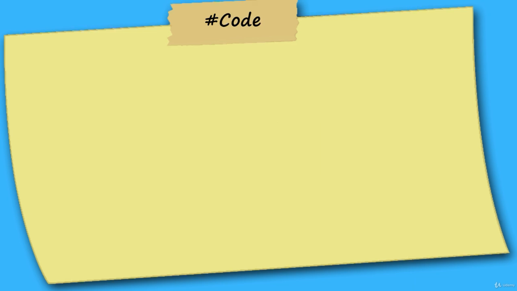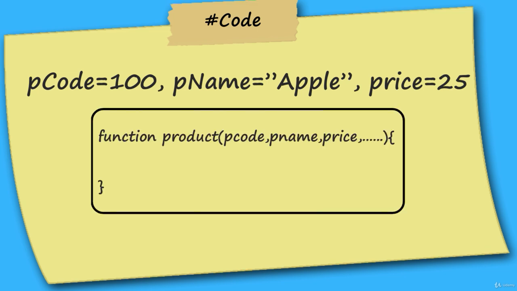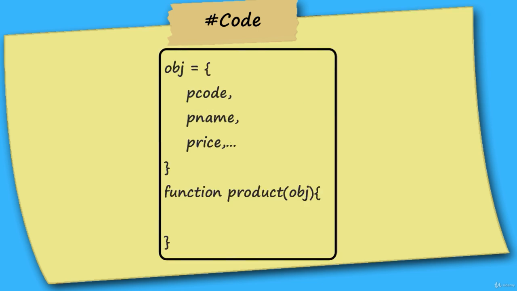Let's take an example. You have product code, product name, price, and more fields, and you want to pass this data to a function. So the function might look like this: function product with various parameters passed here. Instead of this, you can write something like this, where you have the object and put all the different pieces in one container.